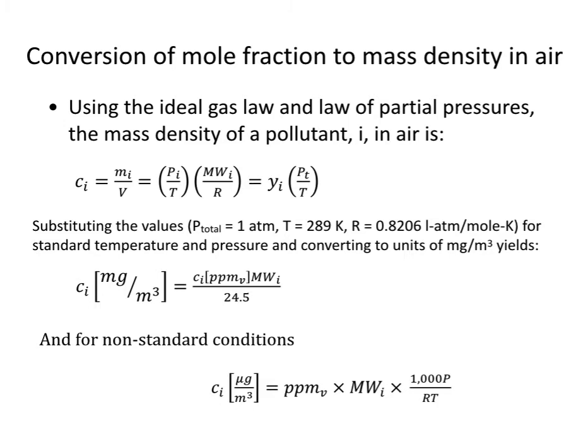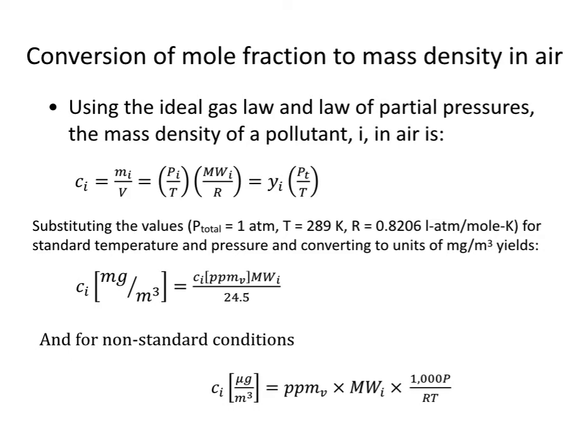When we rearrange the ideal gas law concentration to have the mass per volume, that's going to equal the pressure over the temperature times the molecular weight of the pollutant in the air over the ideal gas law constant. That's going to give us the volume fraction times the pressure of the given compound over the temperature. If we substitute these values, the total pressure, P sub T, is 1 atmosphere, and Y sub I is the volume fraction of our compound.